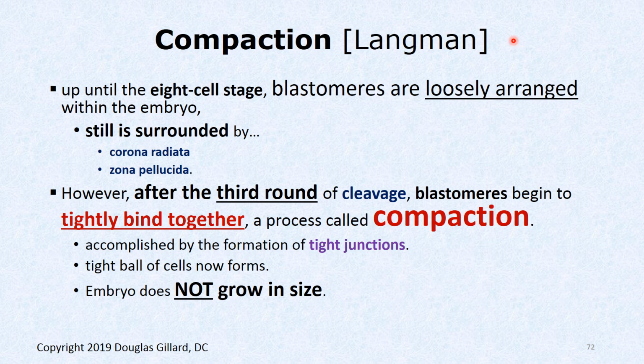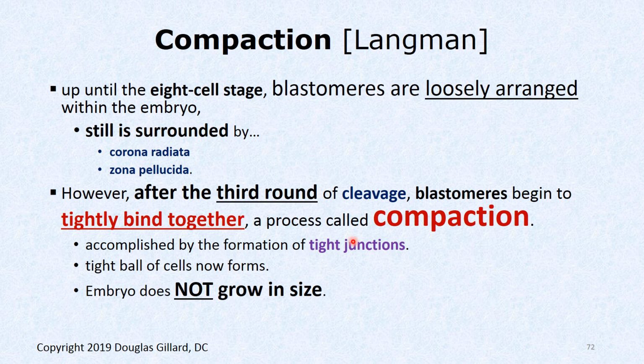Okay, next theory, or next thing we need to talk about, is compaction. Compaction is interesting. So normally, up until about the 8-cell stage or 8 blastomere stage, these blastomeres are pretty loosely arranged within the embryo. They're not tightly bound together. And by the way, the corona radiata hangs around for a couple days. The zona pellucida hangs around for a long time. We actually get into the uterine cavity to get rid of that. We've got to hatch out of that thing, as we'll see. So those are still around, but the cells are loose.